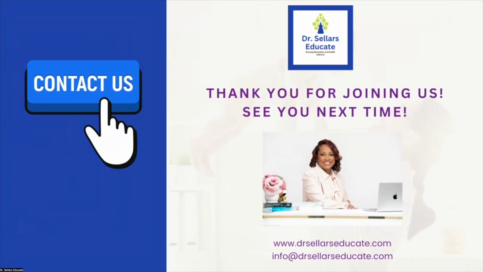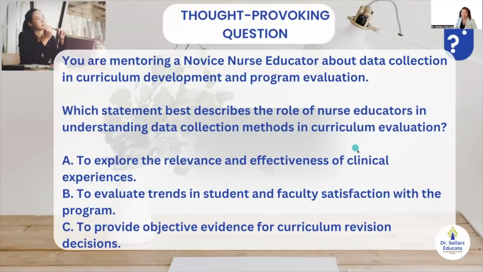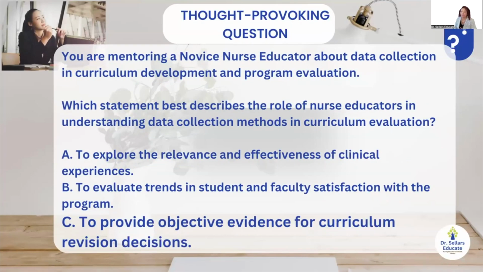All right, so now we're going to transition over to our thought-provoking question, and let's see how many of you chose the correct answer. All right, so everybody hopefully has had a chance to write it down. Those of you that chose C, to provide objective evidence for curricular revision decisions, give yourselves a round of applause. You're absolutely right. That is the best answer.